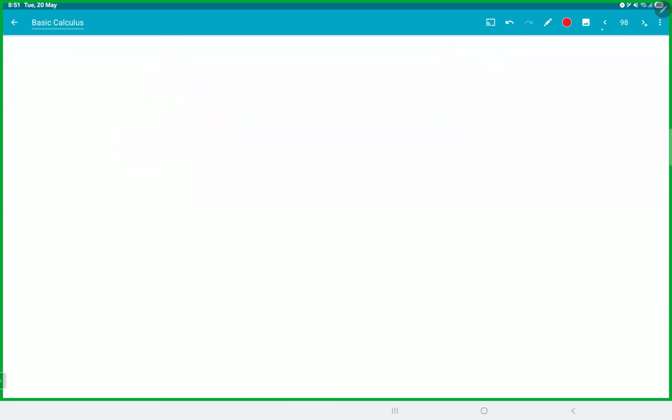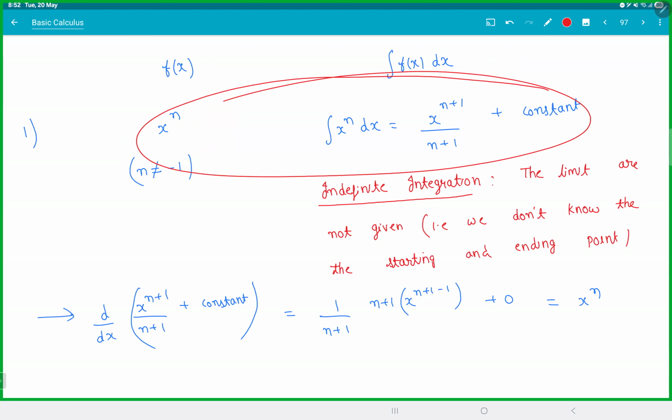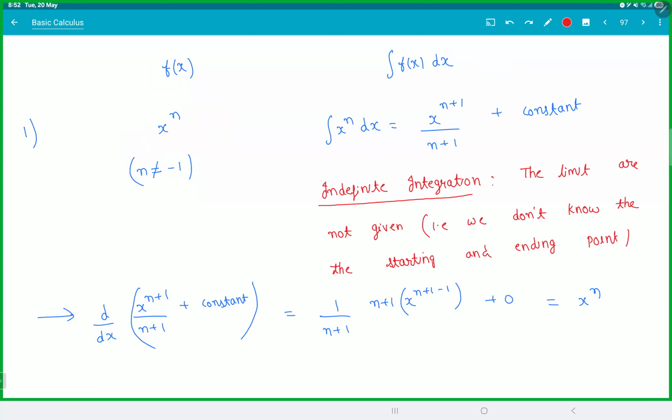But anyway, have a look at this. x power n plus 1 by n plus 1. I'll give you a better formula than this on the next page. This we will not use that frequently. It comes a little rarely in physics, indefinite integration, but it does come. We will use definite integration most of the time.